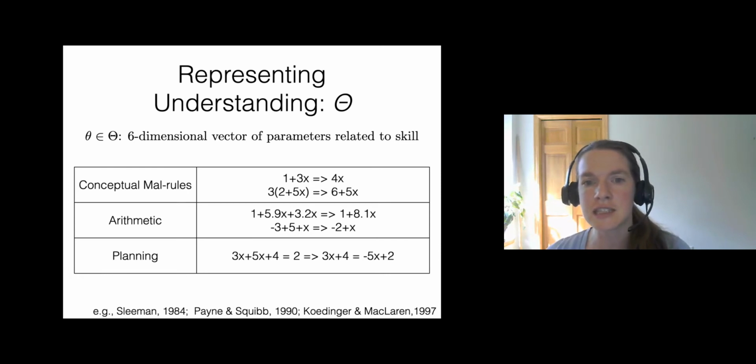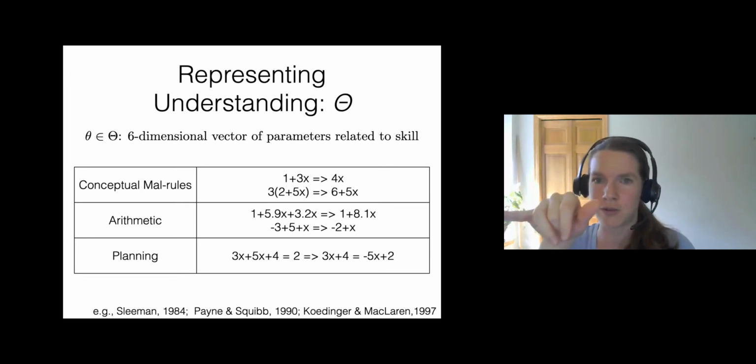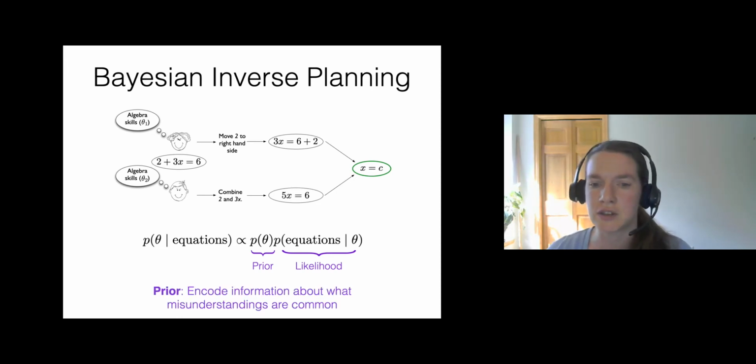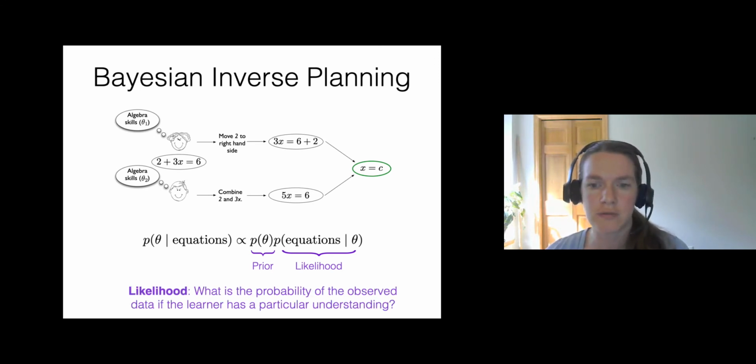So we made theta the six-dimensional vector of parameters related to skill. Four of them involve conceptual mal-rules like combining unlike terms, one of which is about arithmetic skill, and one of which is about a student's ability to plan, kind of about her strategy for going from an unsolved equation to a solved equation. To find this posterior distribution over theta, we'll break this down into the product of the prior and the likelihood. The prior will be used to encode information about what misunderstandings are common, something like maybe a sizable minority of 7th grade students tend to combine unlike terms. We'll draw on existing literature for that or use an uninformative prior if we don't have much information.